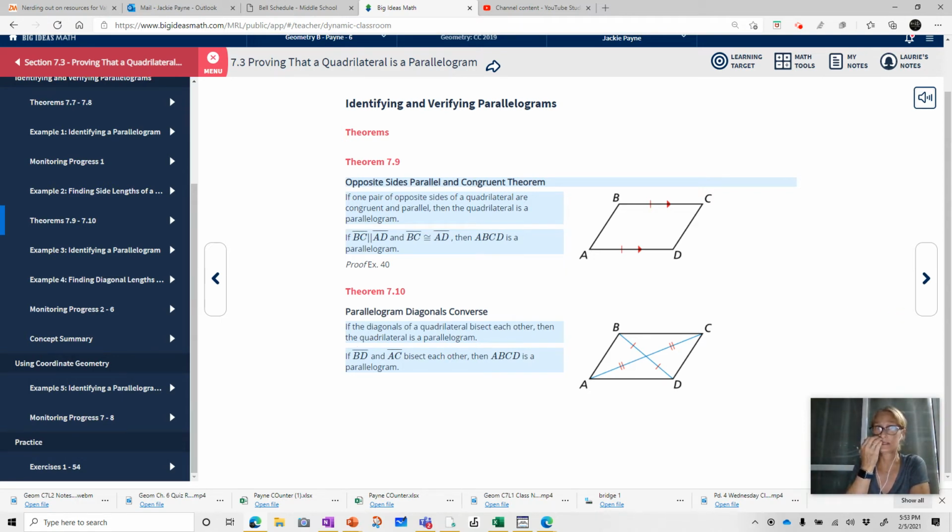So this is in section 7.2, where we learned that diagonals of a parallelogram bisect each other. So this is the opposite. If you get that you have two diagonals bisecting each other, then it's a parallelogram. So we're going to go ahead and do some examples where you see how that is in use.